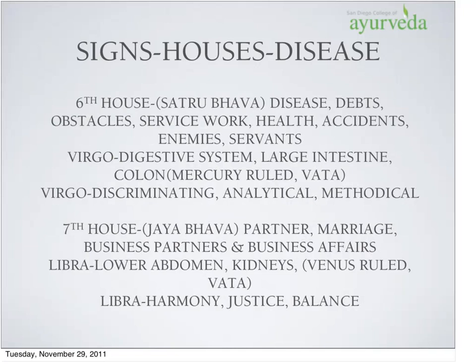The sixth house rules over an area that we could say might be disease potential. It also deals with our debts and with obstacles. The sixth house deals specifically with our health and accidents, enemies, servants, and service work. The sixth house will always give more information about what the person does on a routine basis.